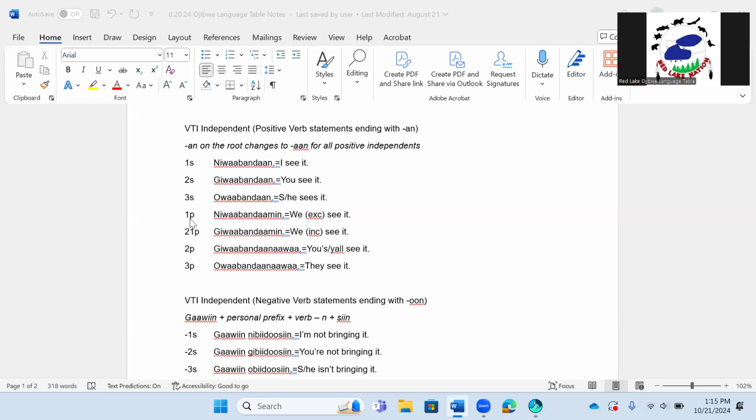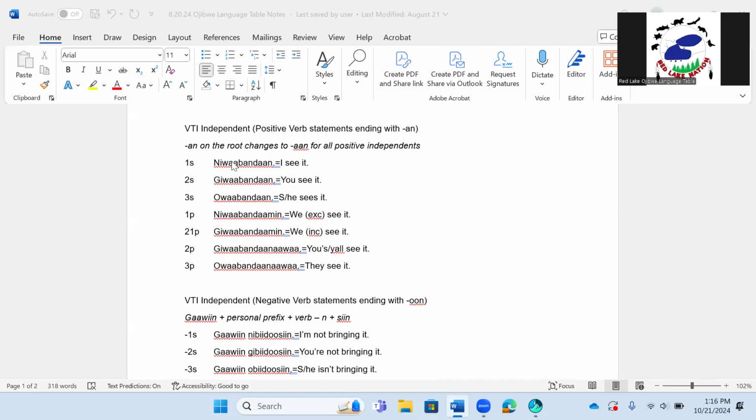And then we get into 1P where we have first person plural, which is talking about we. We have 1P, which is another form of we. And then we have 2P, which means you plural, which is you all, more than one. And then 3 plural, they. All right. So we're going to go through our word that ends in un. We have the word wabandan. And remember, if it ends in un, because this is a positive verb statement, we're going to change the end of the word to on.